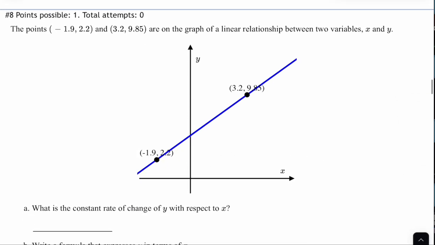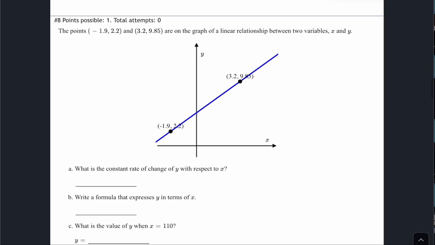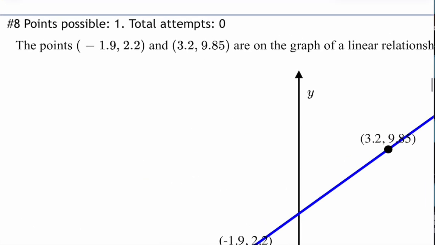Let's take a look at 8. It says we have these 2 points on a graph. What is the constant rate of change? Well, they just want the slope, which is y2 minus y1 over x2 minus x1. Now it's helpful to go from left to right, so the graph gives us that representation, but it doesn't really matter. But I am going to make this one my x1, y1, and this my x2, y2.